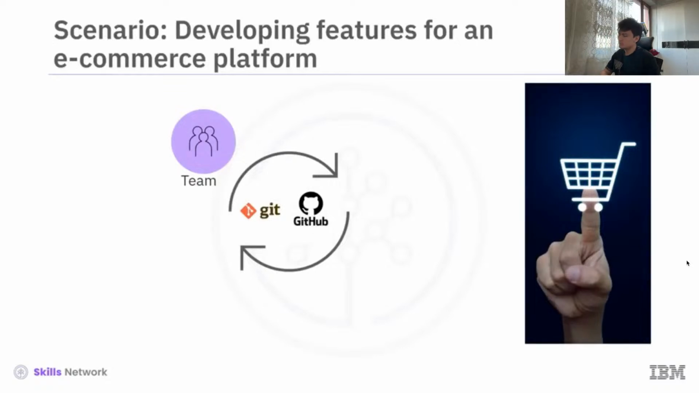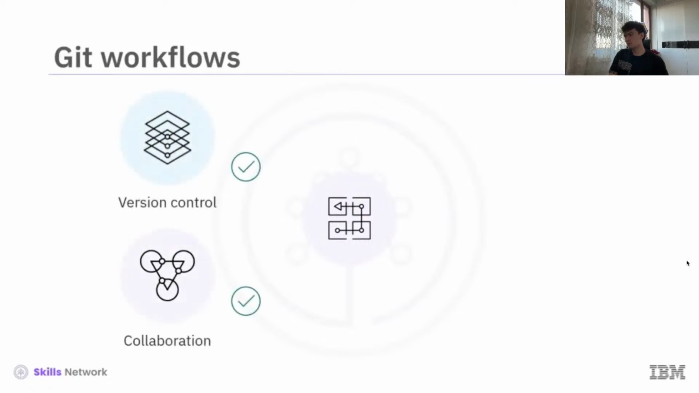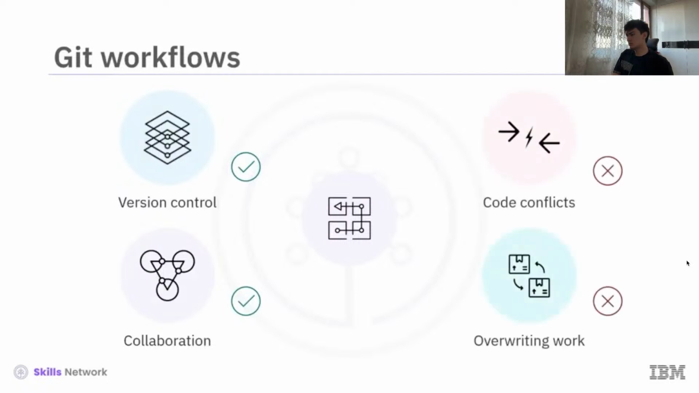How will you collaborate effectively with the team using Git and GitHub? A clear understanding of Git workflows ensures you can use Git effectively for version control and collaboration. The knowledge will help you avoid issues such as code conflicts and unintentionally overwriting a team member's work.